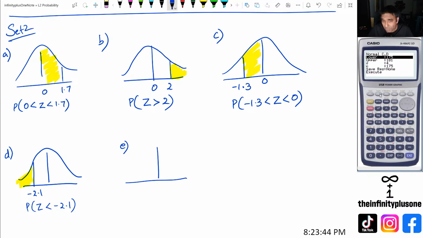Now remember, folks, for question C, this thing is symmetrical. If it's symmetrical, you can actually find it for 1.3, and it's symmetrical. So it just reflects on the center, on the mean itself.